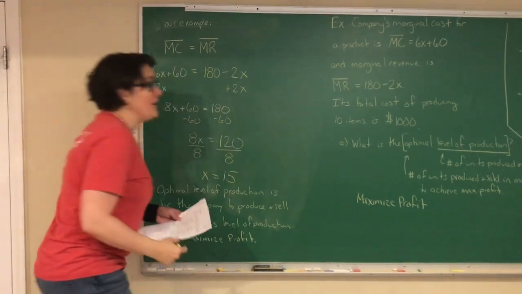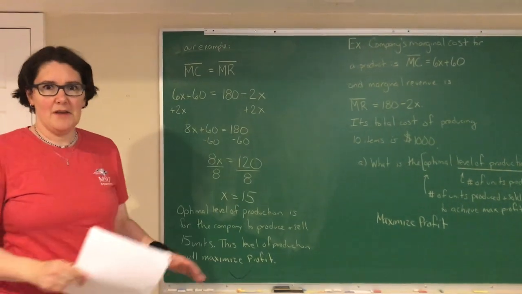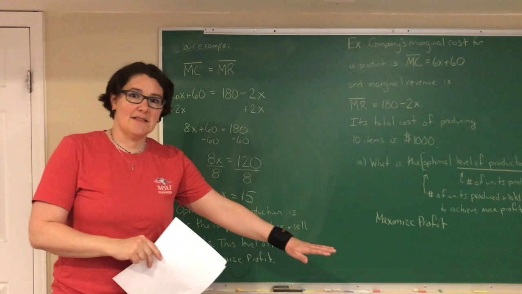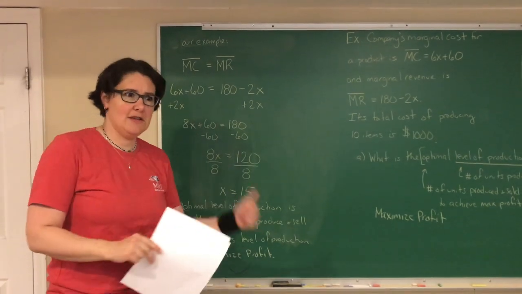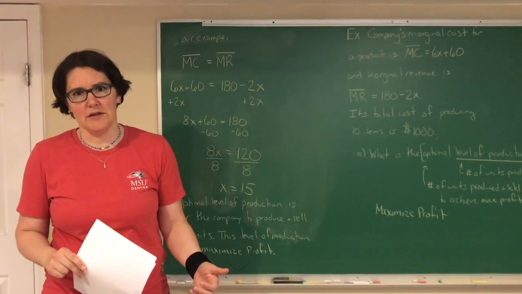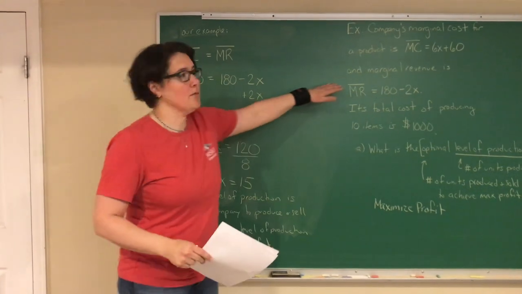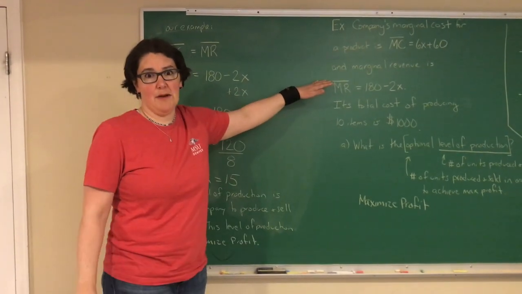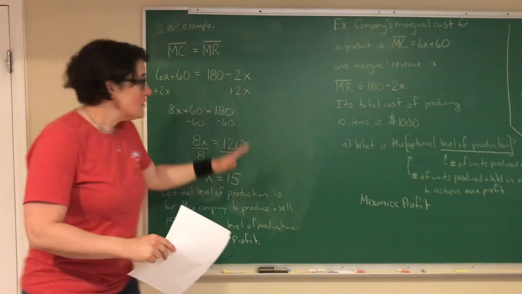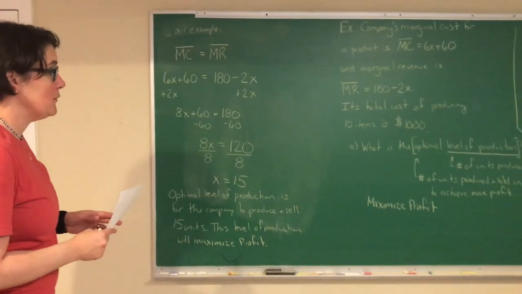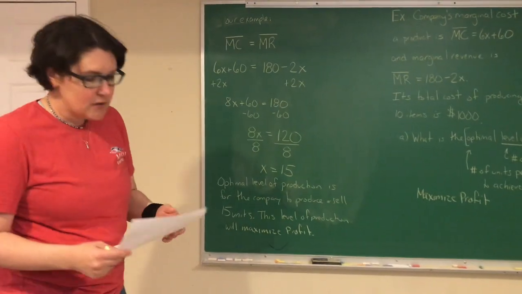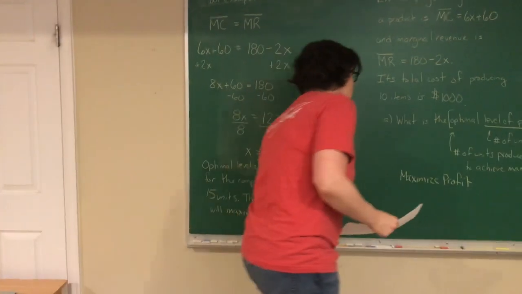Okay, so by doing this method, what we've done is we have completely sidestepped coming up with a profit function, taking the derivative, setting the derivative equal to 0, because we were given the information about marginal cost and marginal revenue ahead of time. Okay, so that is part A. Part A asked, what is the optimal level of production? So let's go on to part B.